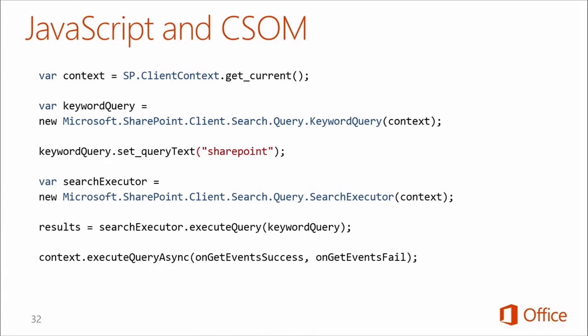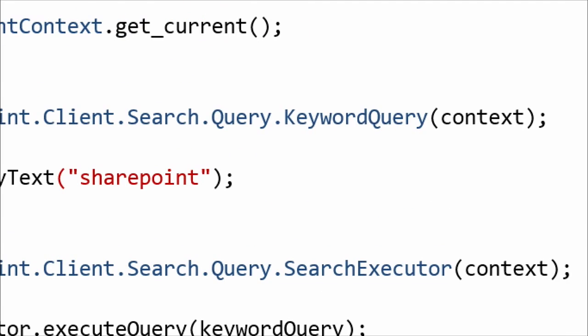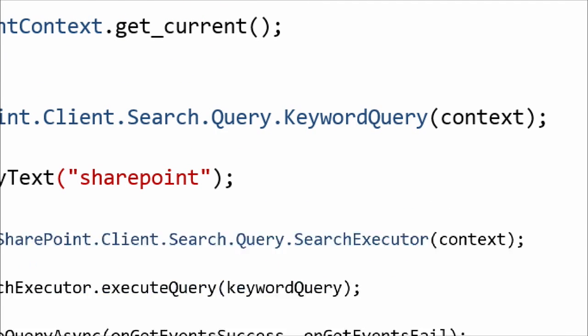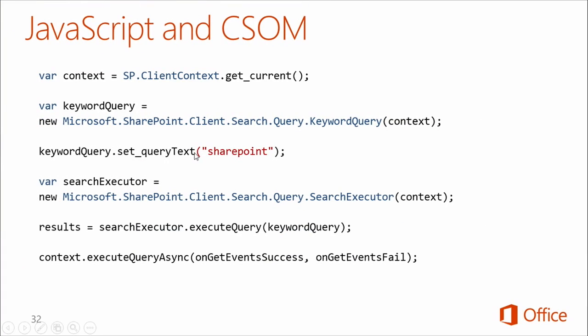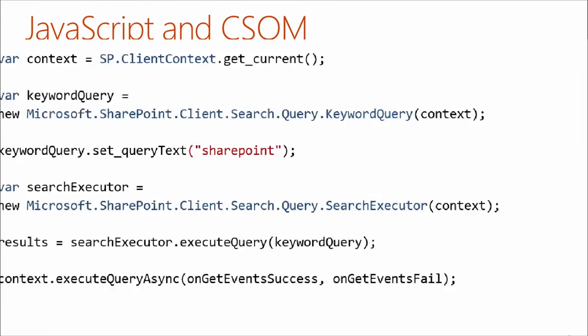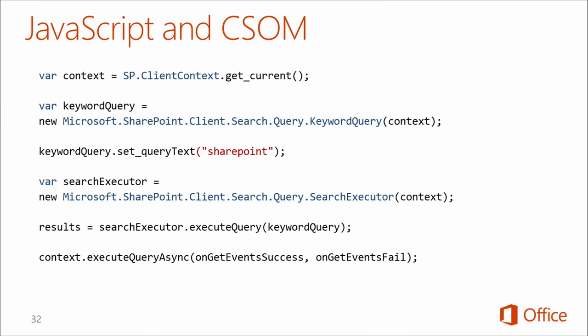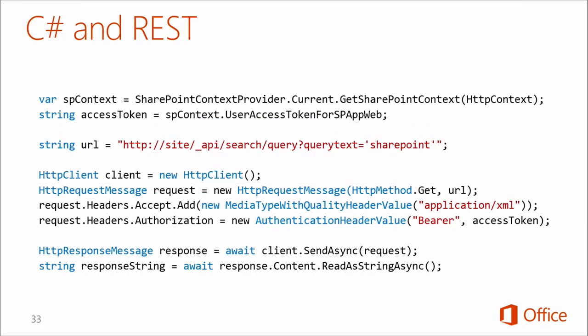Then, if your preference is to use the client-side object model, we don't limit you. You could certainly do that. There's a client-side object model equivalent, which uses the KeywordQuery. So you can see the client.search.query.KeywordQuery object, and then you set the query text with whatever valid KQL you want. And then you execute that using the SearchExecutor. The search executor brings back results, and those results would have a success or fail function, and once again, you would just go through and parse them.